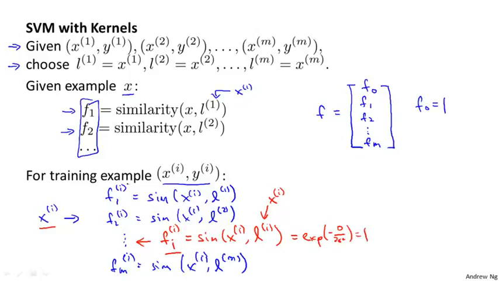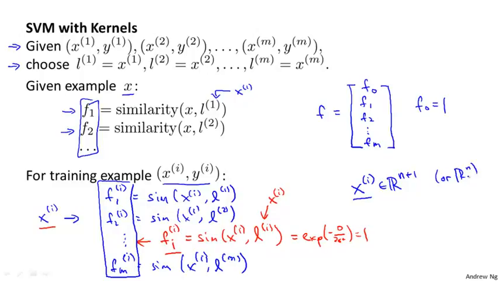And then, similar to what I had above, I can take all of these m features and group them into a feature vector. So instead of representing my example using Xi, which is an Rn or Rn+1 dimensional vector, depending on whether you count the intercept term, we can now instead represent my training example using this feature vector F, which I'm going to write as F superscript i, taking all of these things and stacking them into a vector: F1 superscript i down to Fm superscript i.